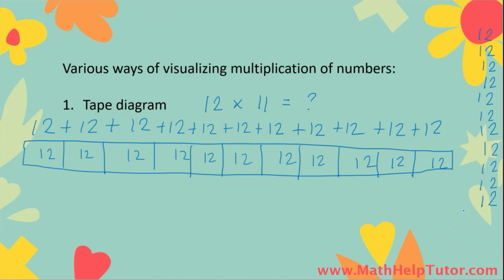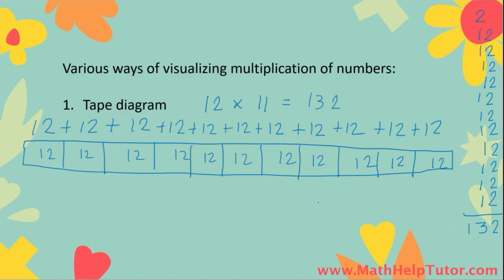So if we add all these 2's together, we're going to get 22, but we carry over 2 over here. And then we add all these 1's. It's 1, 2, 3, 4, 5, 6, 7, 8, 9, 10, 11, plus 2. So 11 plus 2 is 13, and we get 132. So the answer to 12 times 11 is 132.